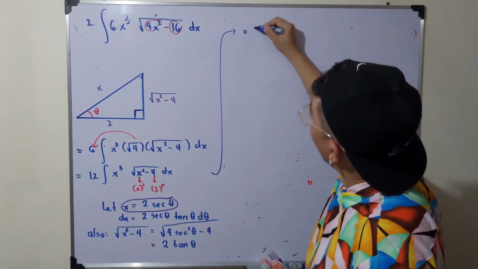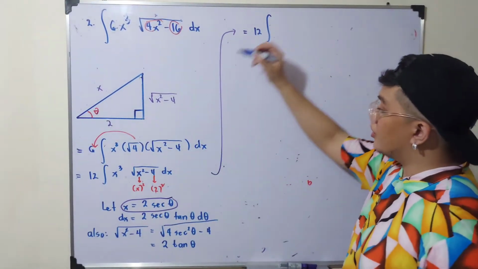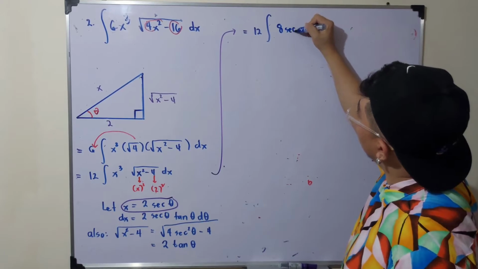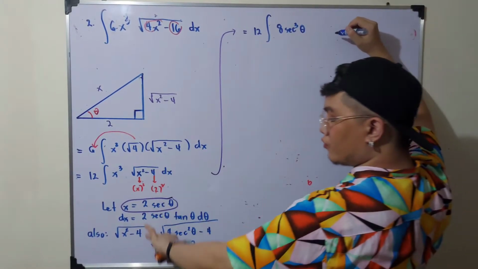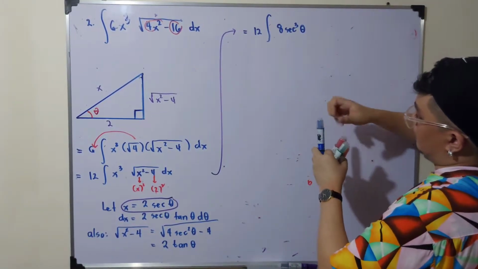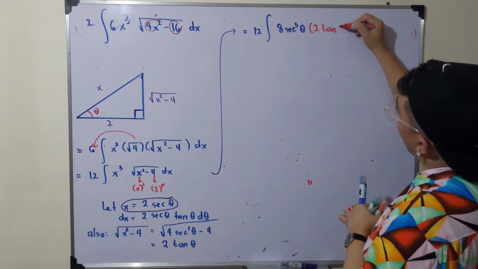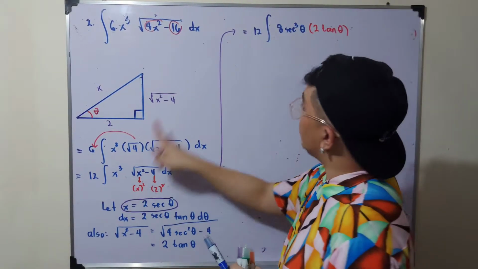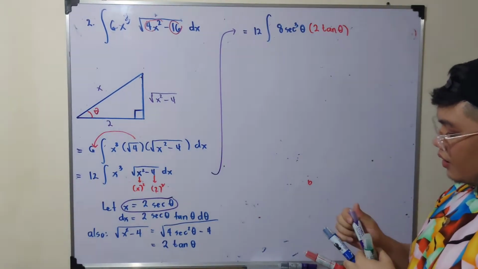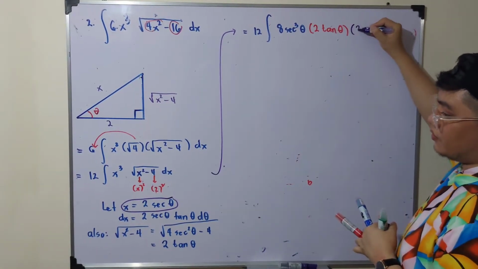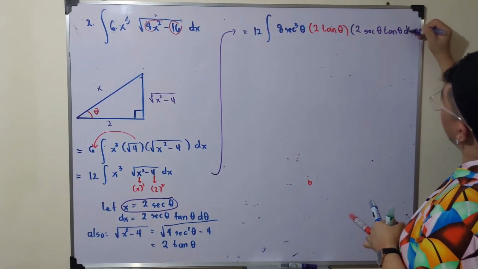So we have 12 x cubed. The cube of this is 8 secant cubed theta. Then the one with the square root, this one, the square root is 2 tangent theta. Okay, so we have here x cubed, then this, then the dx. So dx is equal to 2 secant theta tangent theta d theta.